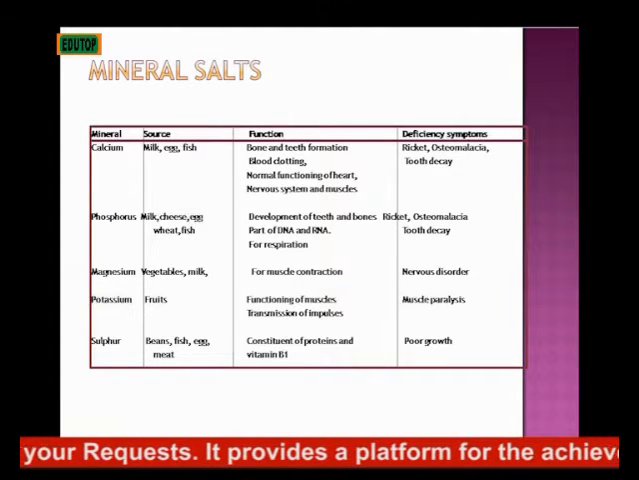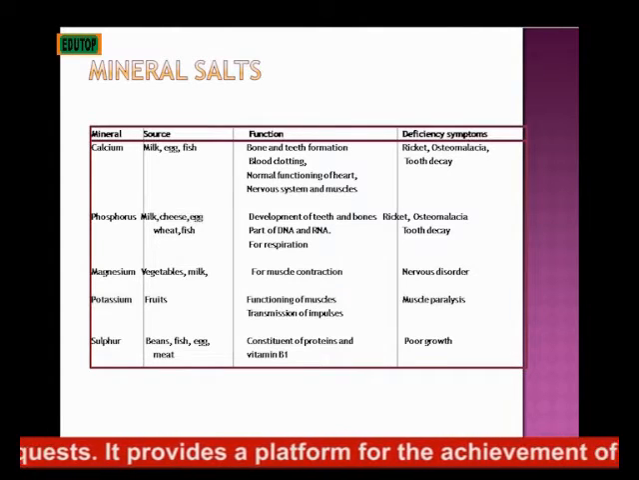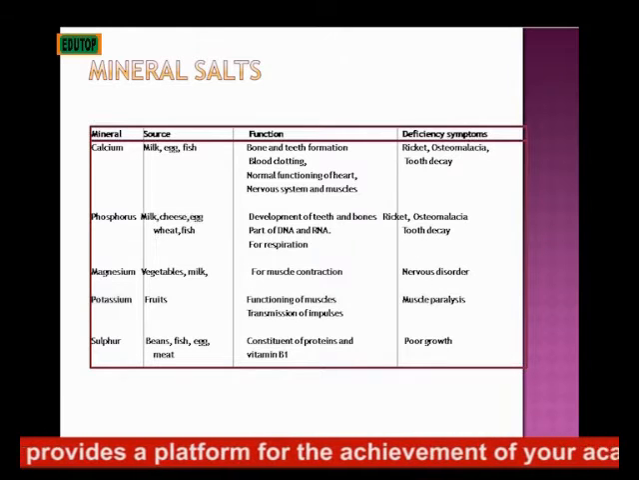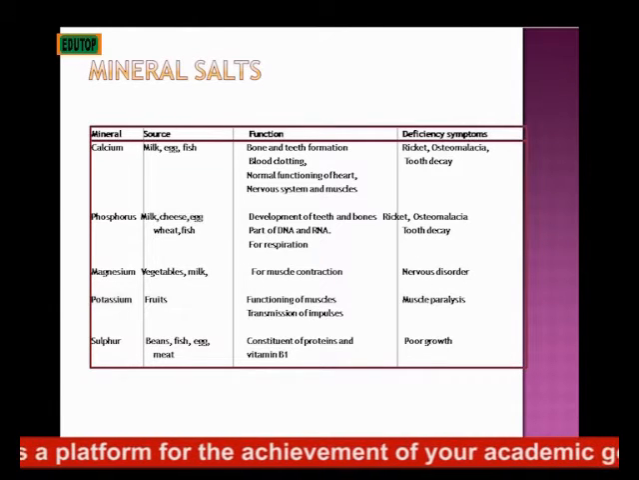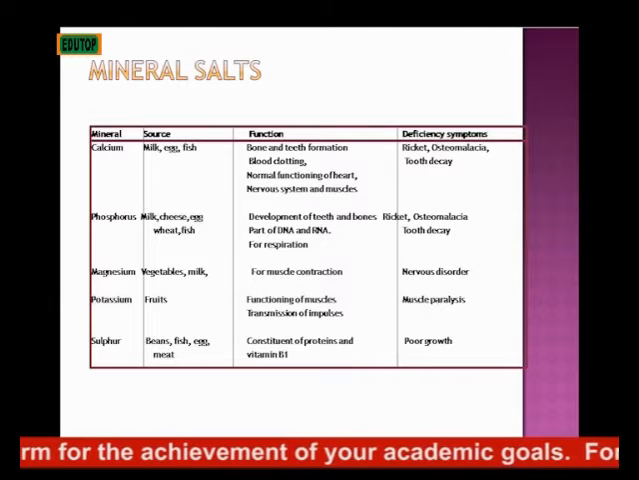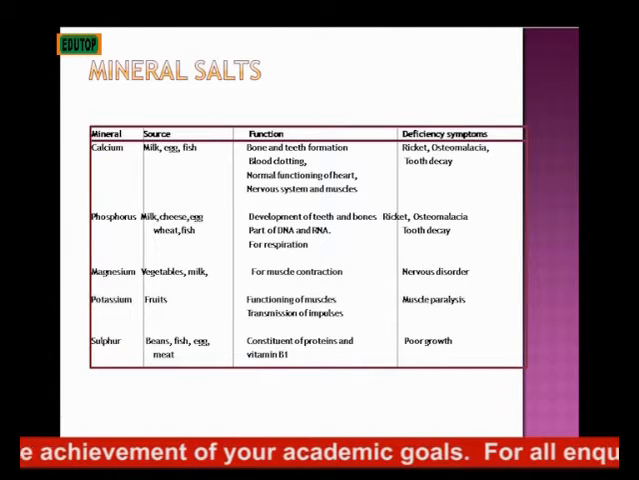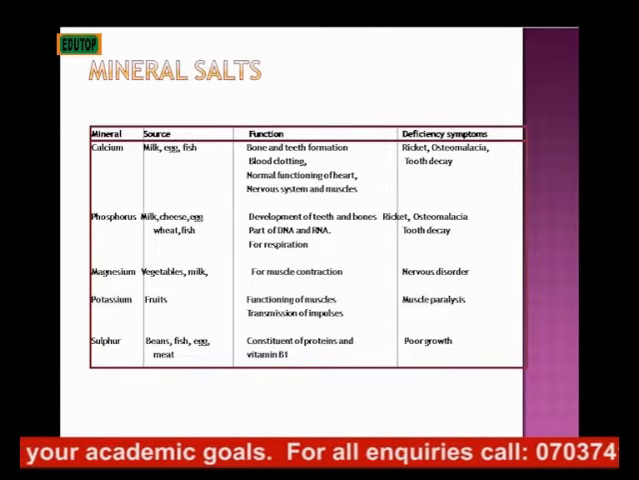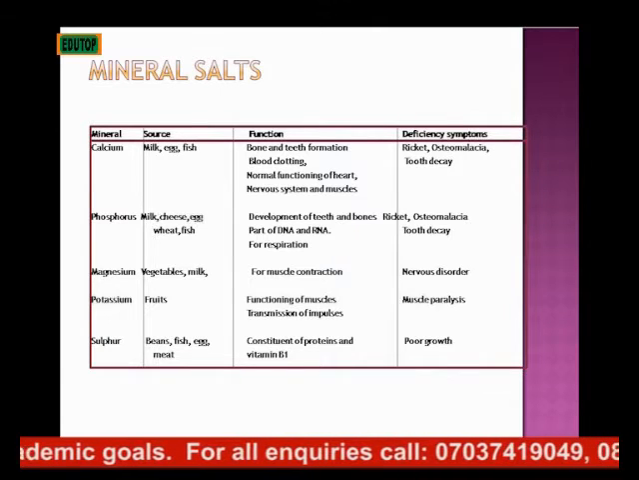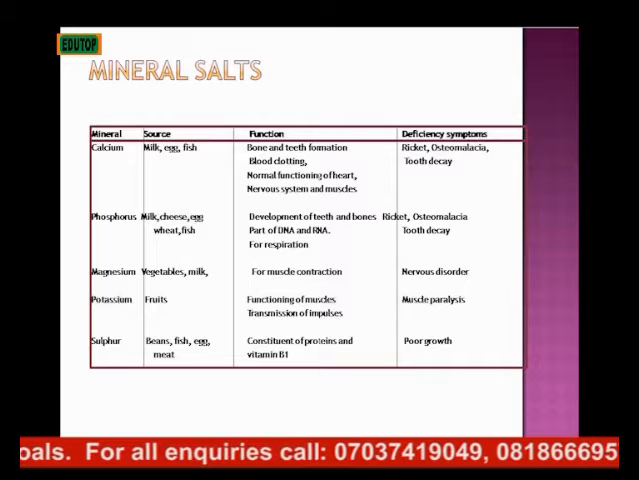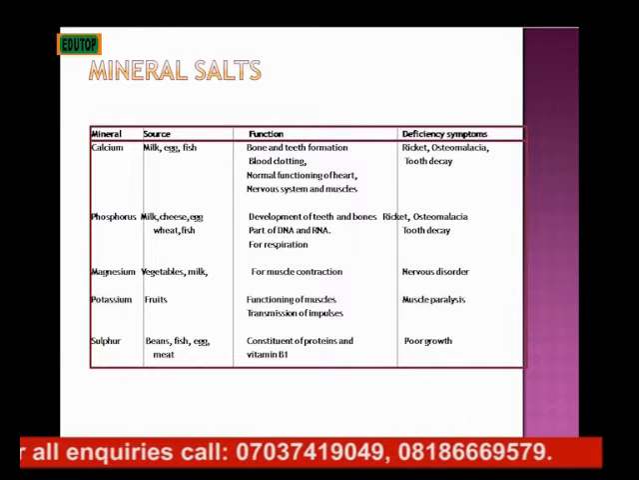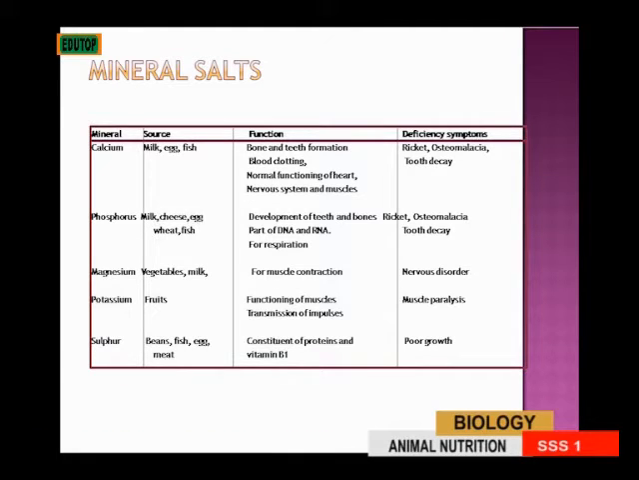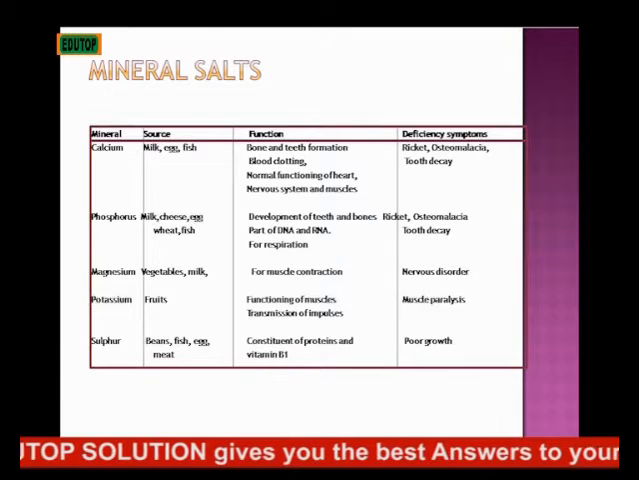So when potassium is deficient in the body, it results in something called muscle paralysis. That is, the muscle is paralyzed, it's not active, not functioning, you don't feel life in the muscle any longer. Then the next mineral source that we'll be talking about is sulfur. Sources of sulfur, we have beans, fish, egg, then vitamin B1.